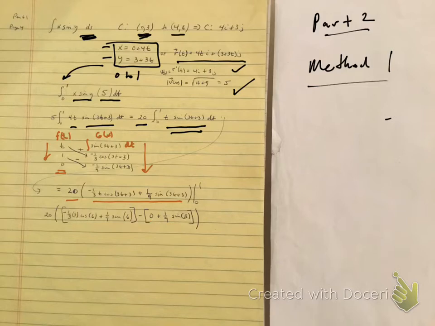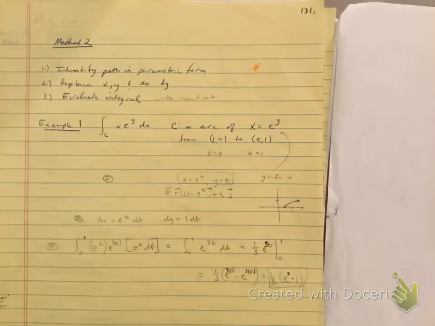Alright, so that still is method 1. So I guess I didn't cut off at quite the right spot. Oh well. But I didn't lose it. That's the good thing. Alright, here's method 2.